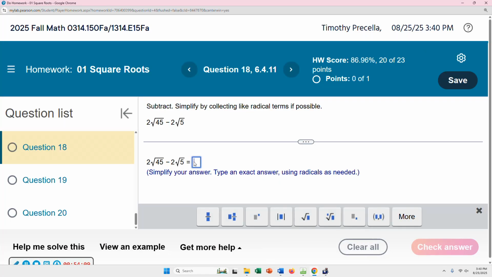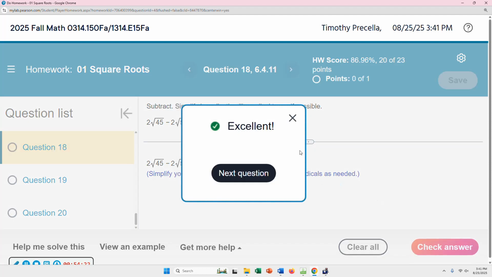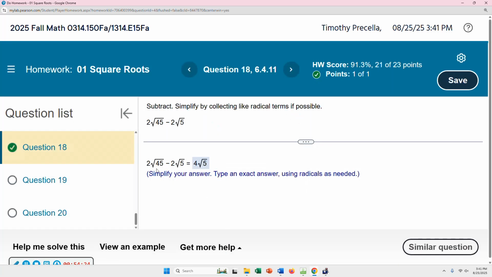Any questions there? Sometimes you may have to reduce the radicals so that you get the like radical terms you need in order to be able to add or subtract radicals. The fact that it didn't give you the option of "can't be simplified" or "can't be combined" should have told you it can be simplified. Yeah, there were some where it would say "can't be simplified."